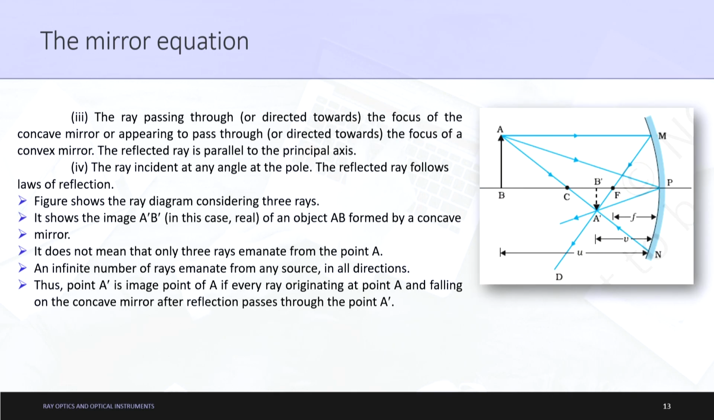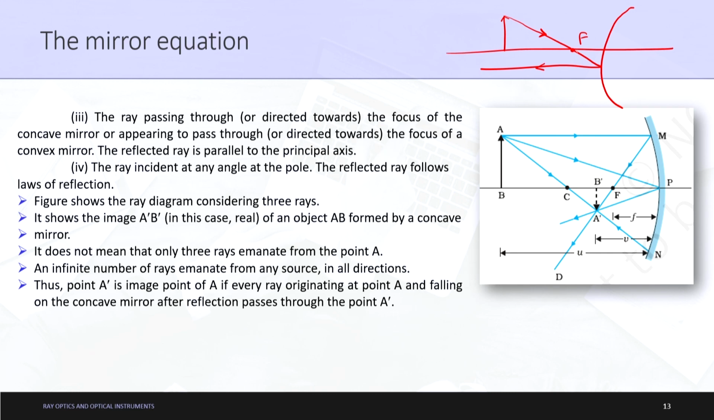Okay. The rays passing through or directed towards the focus of the concave mirror or appearing to pass through or directed towards the focus of a convex mirror, the reflected rays parallel to the principal axis. So, this is the third point being talked about. So, basically what is the point being talked about here. So, we can take either this ray also. Let us suppose this is that height of the object, let us suppose this to be the focus. If we are taking an incident ray such that it is like this, then this ray will be parallel, the reflected ray will be parallel to the principal axis. Okay. So, this is the third point here, the ray passing through or directed towards the focus.